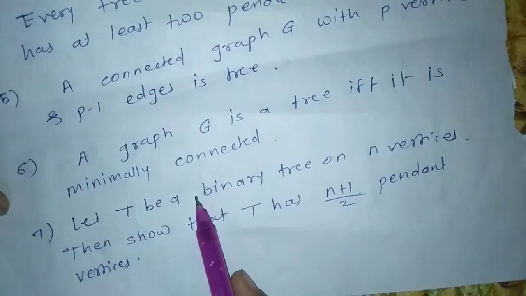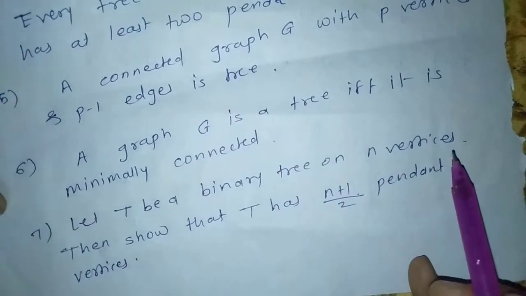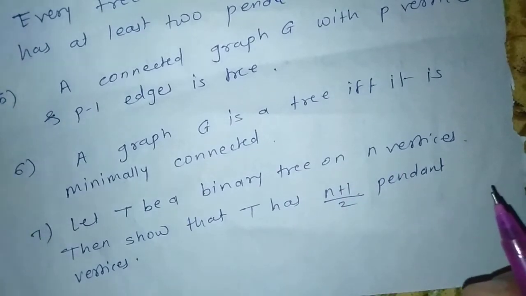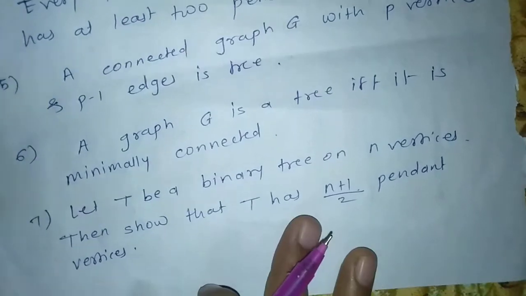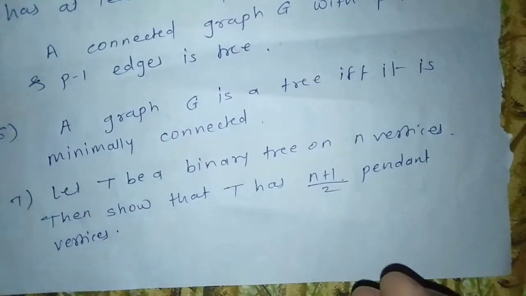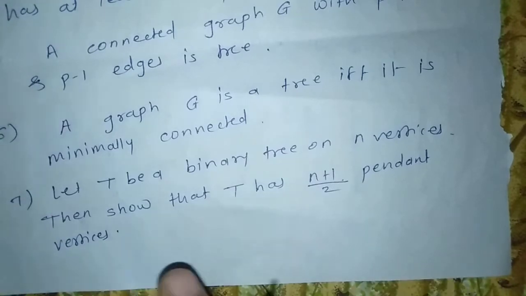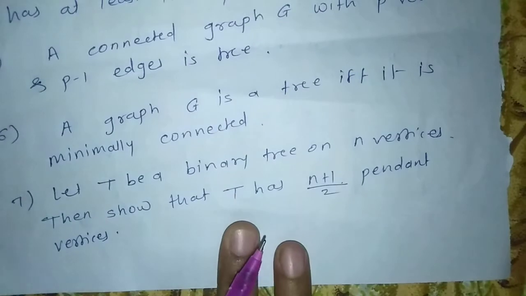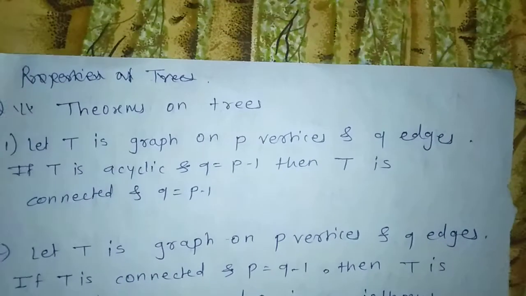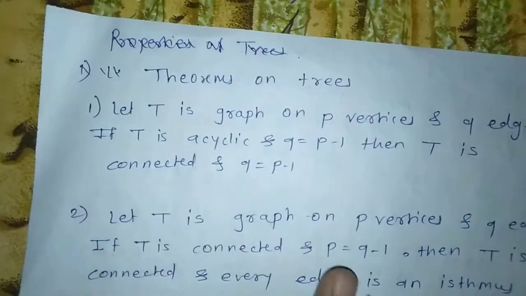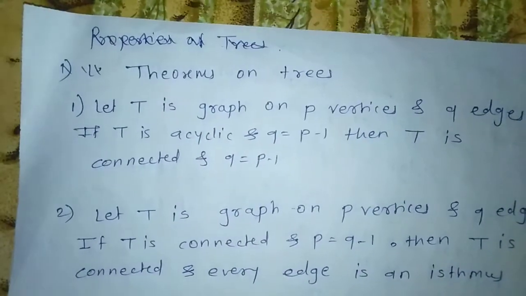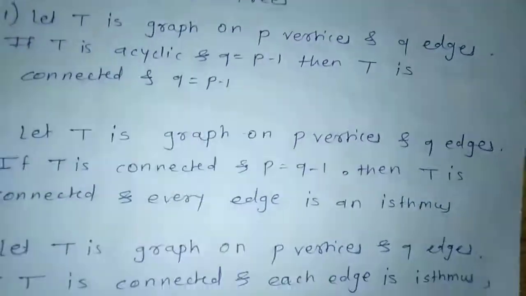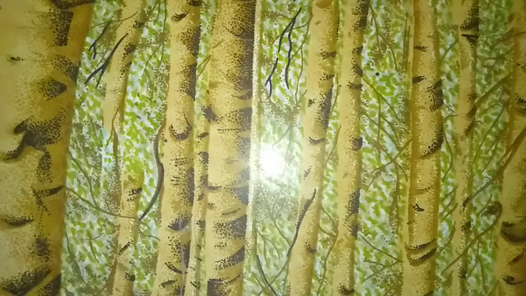Next, let T be a binary tree on n vertices, then show that T has (n plus 1) upon 2 pendant vertices. So that means if T is a binary tree on n vertices, then T has (n plus 1) upon 2 pendant vertices. So these are the theorems on trees, and this statement is also important in the MCQ exam.